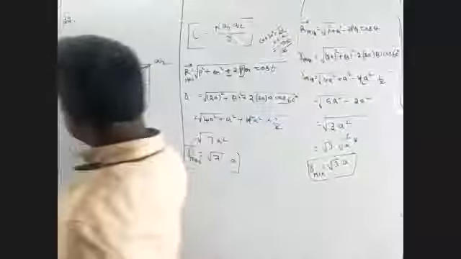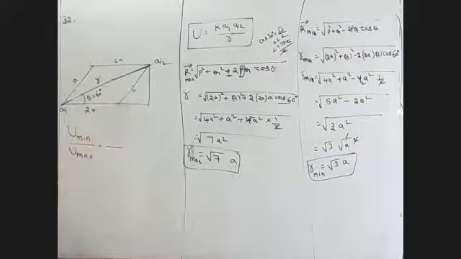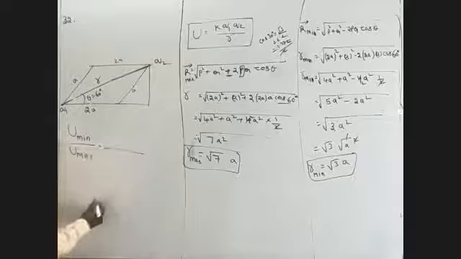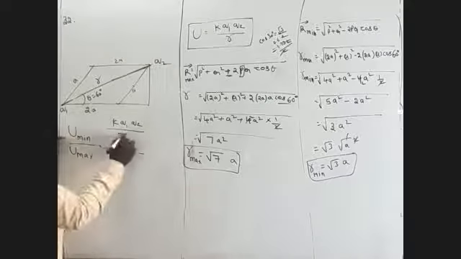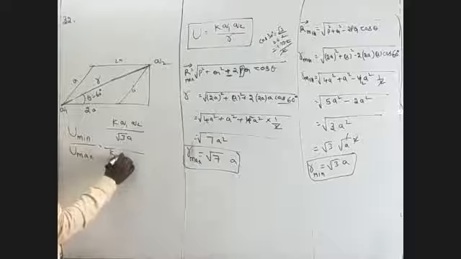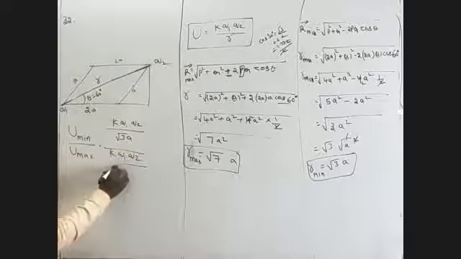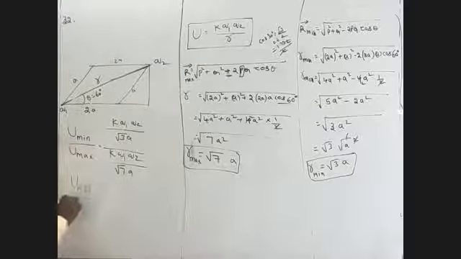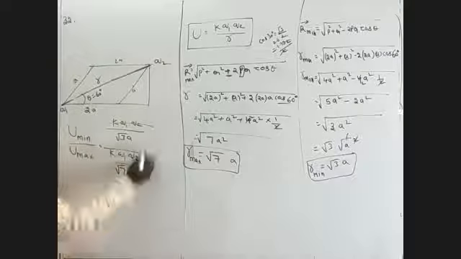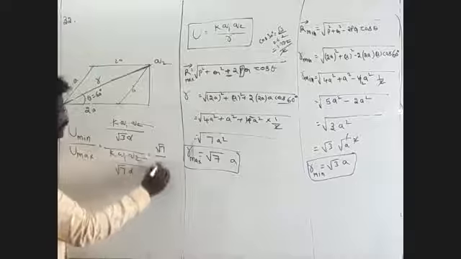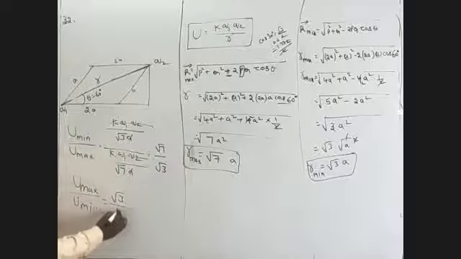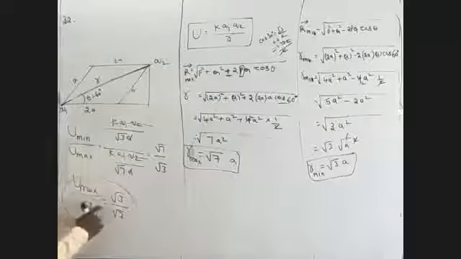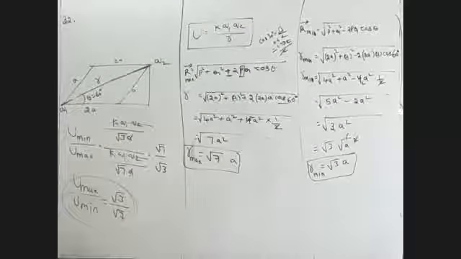Theta is common, equal to 60 degrees. Now U minimum is K Q1 Q2 by R minimum, that is root 3 a. U maximum is K Q1 Q2 by the distance between the two charges, that is root 7 a. So U maximum by U minimum: the common terms cancel, giving root 3 by root 7. This is your answer.